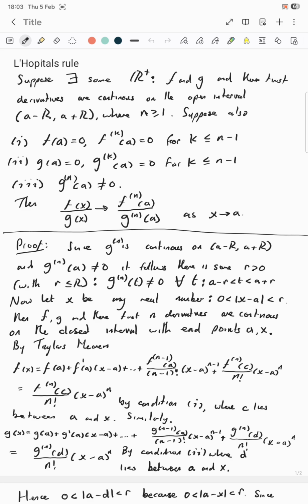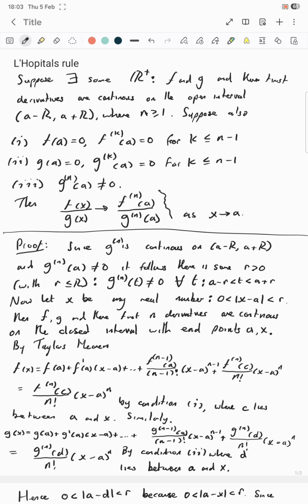a equals 0 for k less than or equal to n minus 1, and g to the n of a does not equal 0. Then f of x over g of x tends to f to the n of a over g to the n of a as x goes to a.